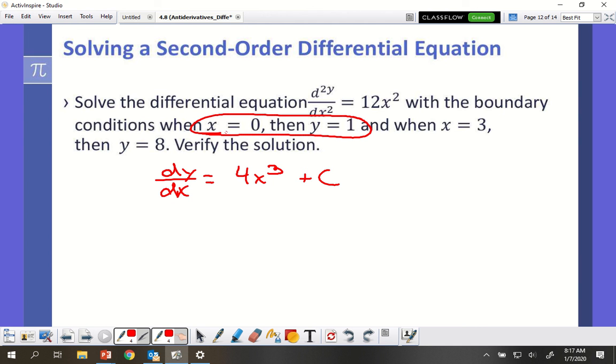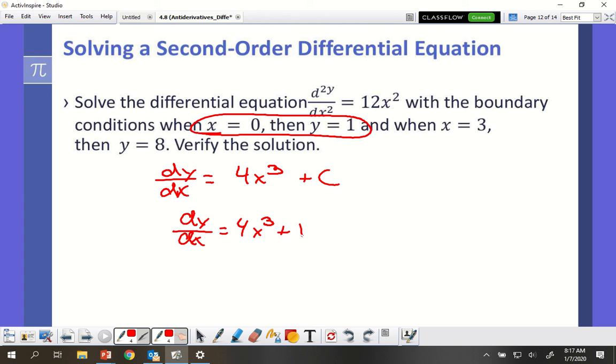So, let's go ahead and find my c, given x is 0, y is 1. What's c going to be? 1. Negative. Oh, wait, 1. C is going to be positive 1, right? Because if I plug this in for my y, and that all goes away, c is 1. So I know that dy dx is equal to 4x cubed plus 1.